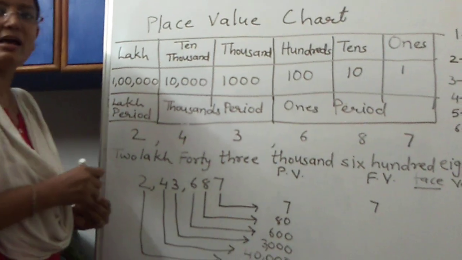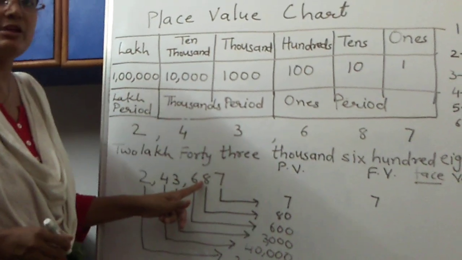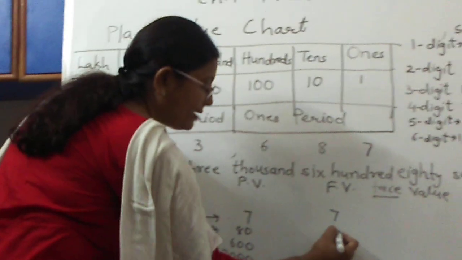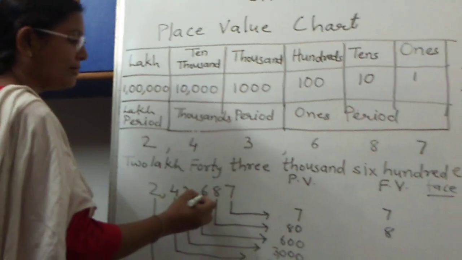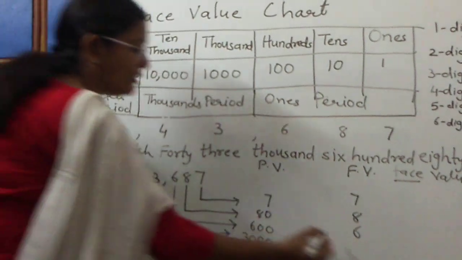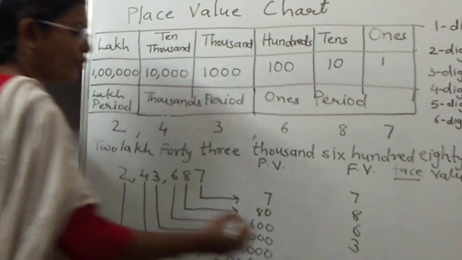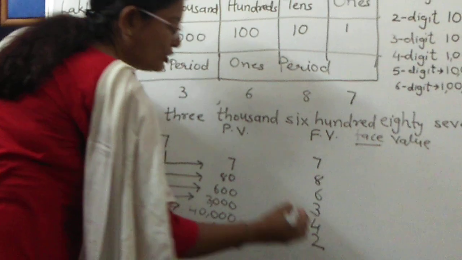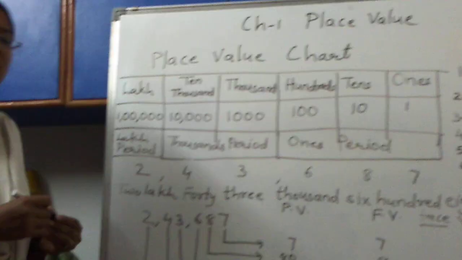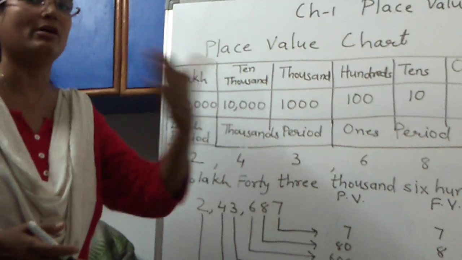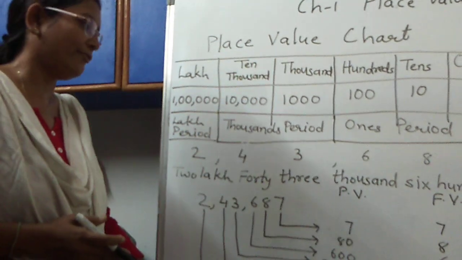Same way, when I ask what is the face value of 8, which number is seen in front of your face? 8. So it will be 8. Then what will the face value of 6 be? 6. Face value of 3 will be 3. Face value of 4 will be 4. And face value of 2 will be 2. So the face value will remain the same as the number, because that number is being seen by you in front of your face. Clear everyone?